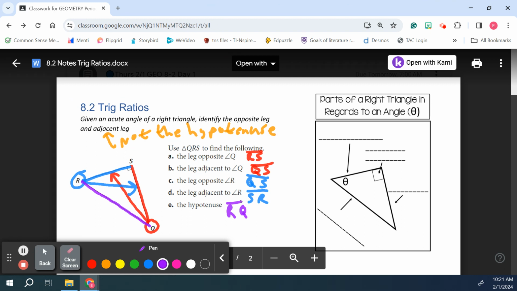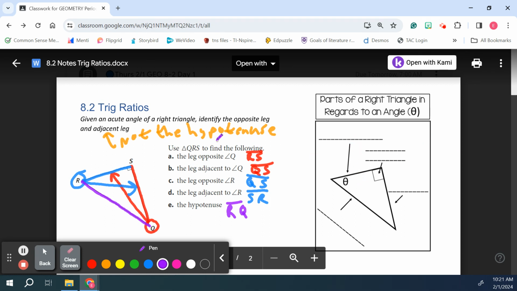All of this, you always have to sit here and think, what angle am I using to find out what is the opposite and what is the adjacent? That is actually very important for this lesson, okay? So let's talk about parts of a right triangle, all right?